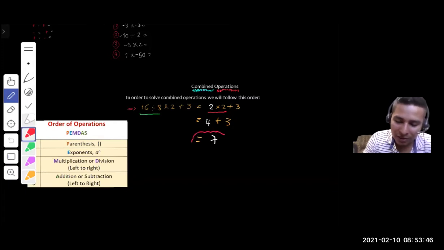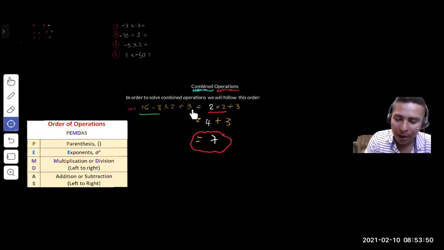And this is going to be my answer. Okay, this is how I solve this combined operation. That is the order, guys. PEMDAS: parentheses, exponent, multiplication or division, addition or subtraction.